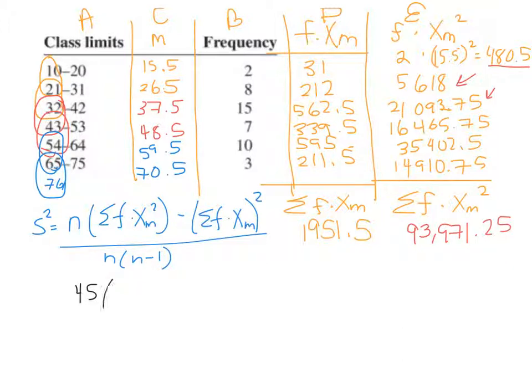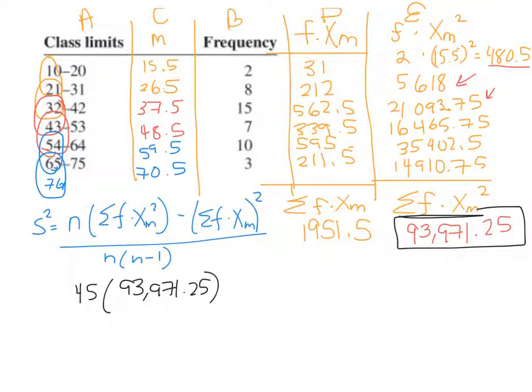45 times the sum of the frequency times x squared. So that's this number right here, guys. That's why we bother doing it. So that's 93,971.25. So we're going to square that guy. Or not square it, we're going to multiply it by 45.